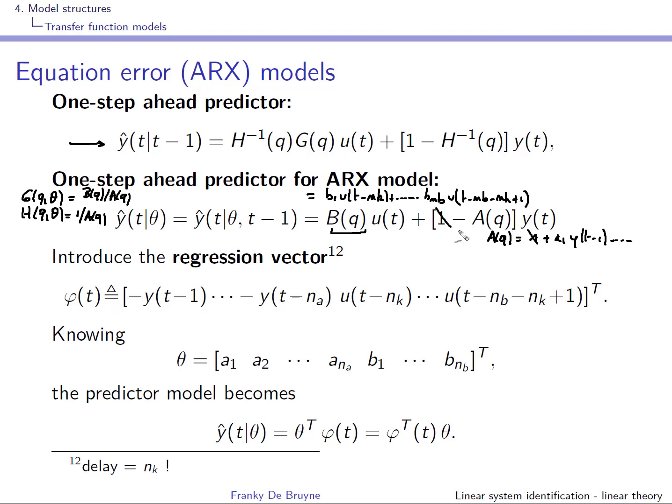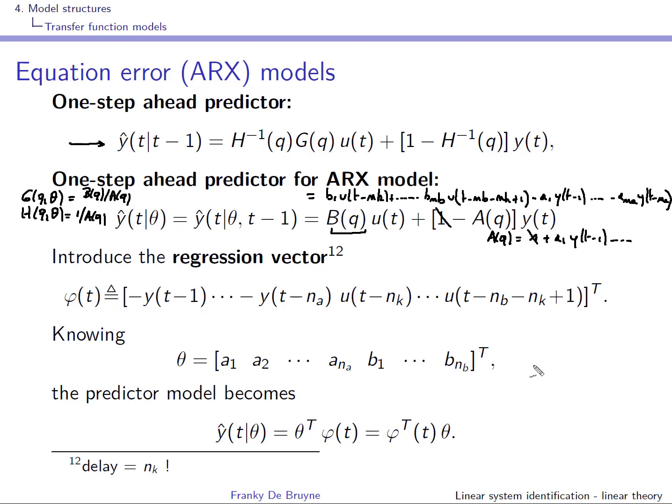Okay, and then we have to add the terms that are coming from the A polynomial times y, so minus a1 y of t minus 1, up to minus na y of t minus na, right? So this is the expression of the predictor.